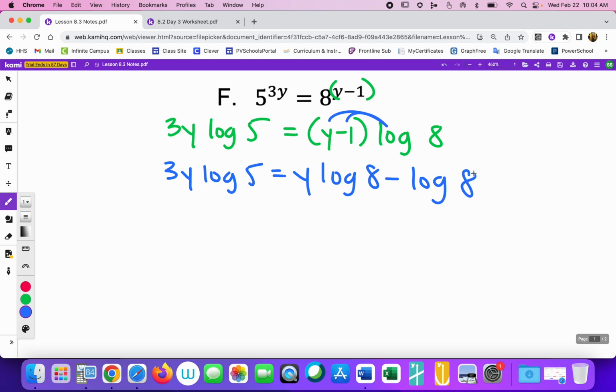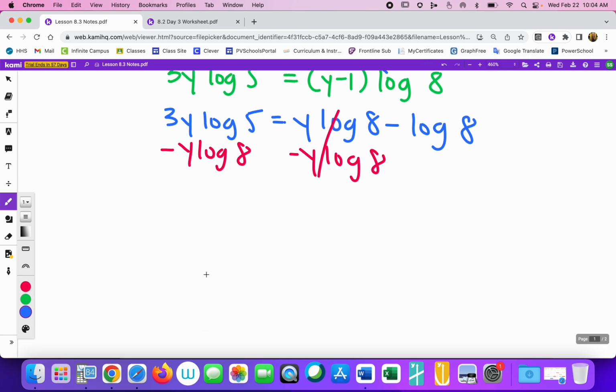Get the y's on the same side. Now this is the only non-y, so leave that one there and move this over here. It does not matter which way you move them if they're on both sides. Okay, if you want to move it to the left every time, go ahead. So I'm going to subtract y log 8 and move it over here. Now, this log 8 over here is still negative, so make sure that that doesn't disappear on you. Okay. So we have 3y log 5 minus y log 8 equals negative log 8.